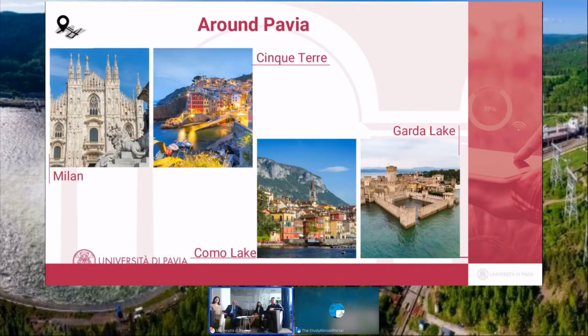But staying in Pavia doesn't mean that you will get bored during the weekend, because Pavia is so near Milan, the city of fashion. Pavia is also near the Cinque Terre, one of the most romantic places in the world, Como Lake, and one of the largest lakes in Europe, Garda Lake. So during the weekend, if you want to, you can have a very short holiday by visiting these beautiful places near Pavia.